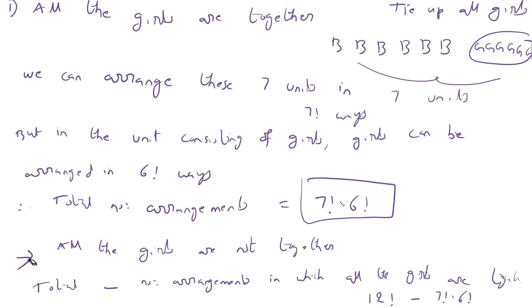Now let us answer this special question. The special question is all the girls are not together. All the girls are not together means the total number of arrangements minus the number of arrangements in which all the girls are together, which is going to be 12 factorial minus 7 factorial times 6 factorial. So now we have addressed the first two problems. Let us address the third one.